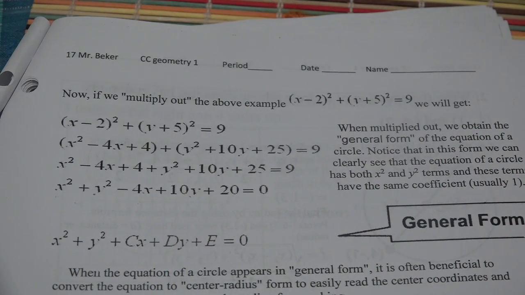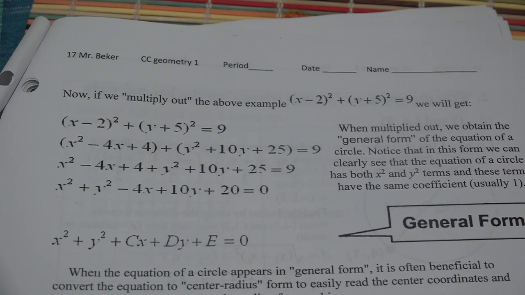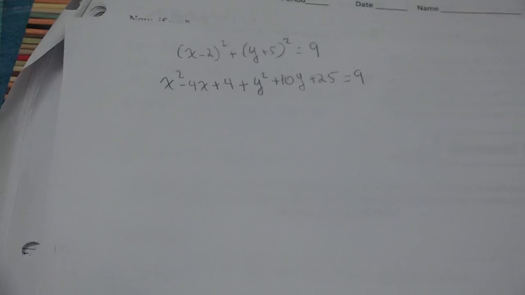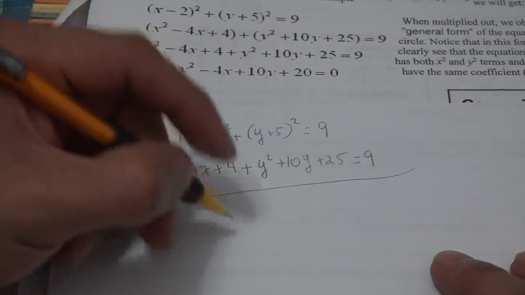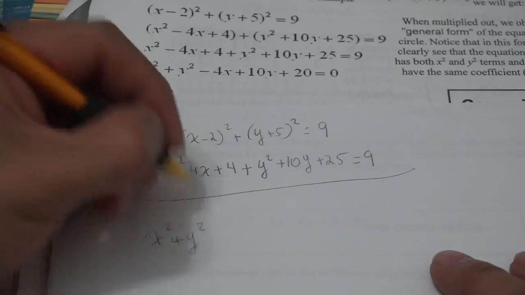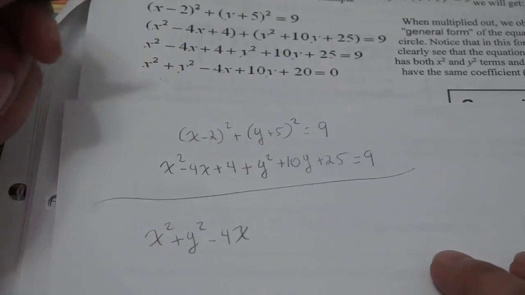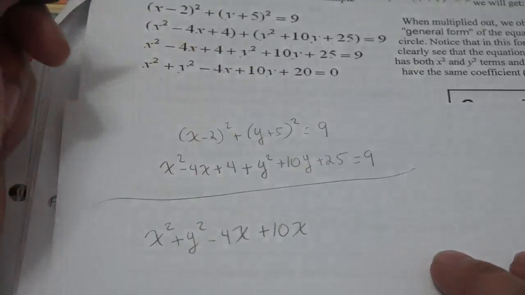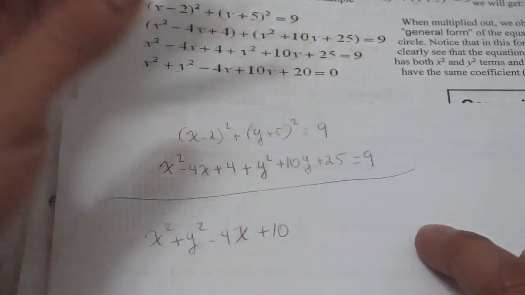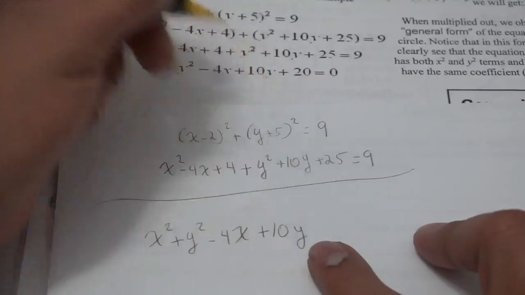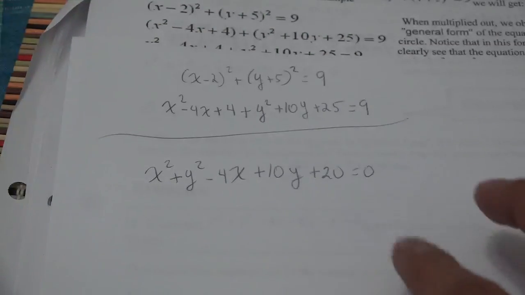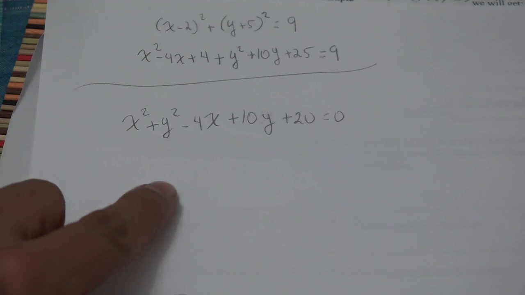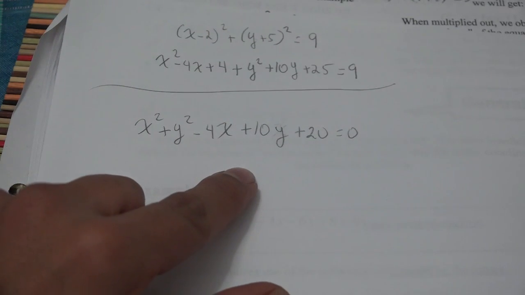Interesting. Well, let's see if we can do it backwards. So the equation that we have is x squared plus y squared minus 4x plus 10y plus 20 equal 0. Okay, so that's what I have. So the question is, how do you turn this into center radius form? You know, the easy form?